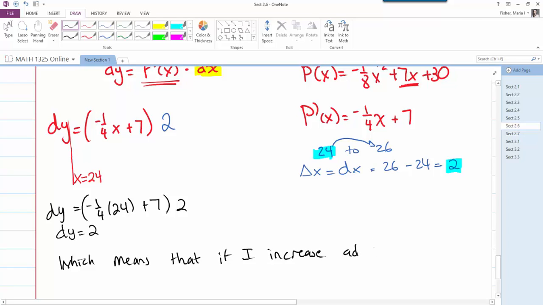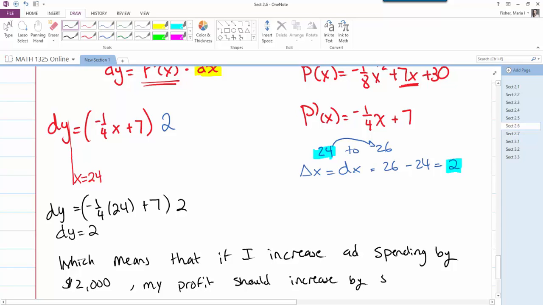which means that if I increase advertisement spending by $2,000, my profit should increase by $2,000. So if I increase my advertising, my profit should increase by $2,000. That's it for section 2.6.